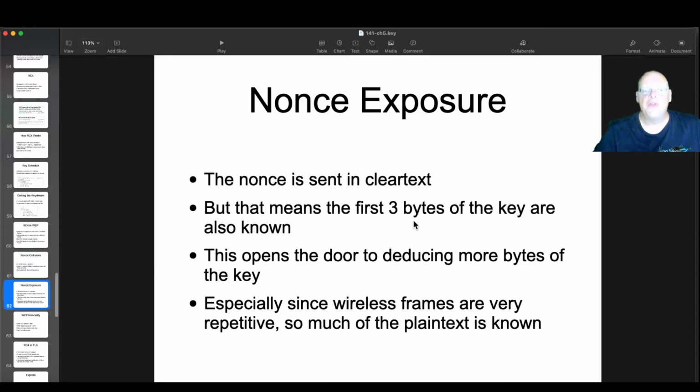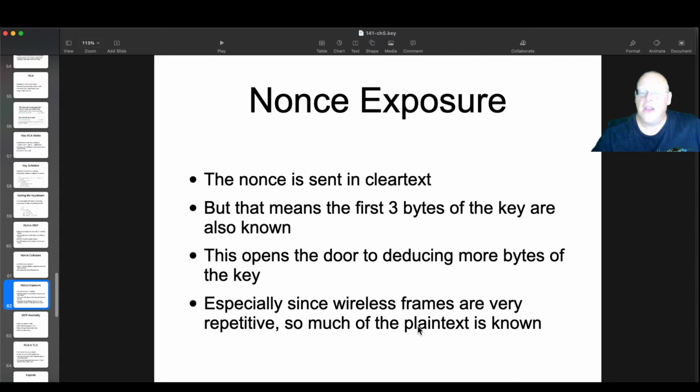So it turns out there's a whole bunch of these. But the other thing about this is, since the nonce is sent in clear text, you know the first 3 bytes of every key. And therefore, you can deduce more bytes of the key. And another thing that makes it even worse, well, you'll see, they saw it right away. They saw it within a year or two, actually.